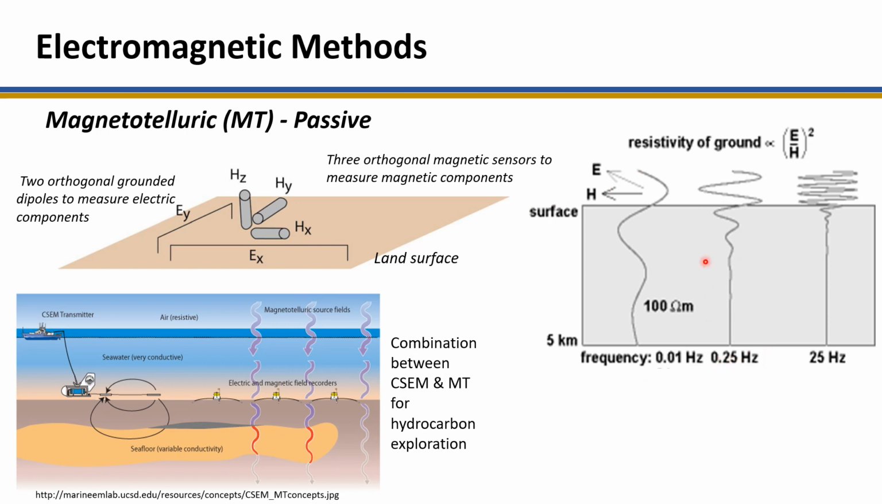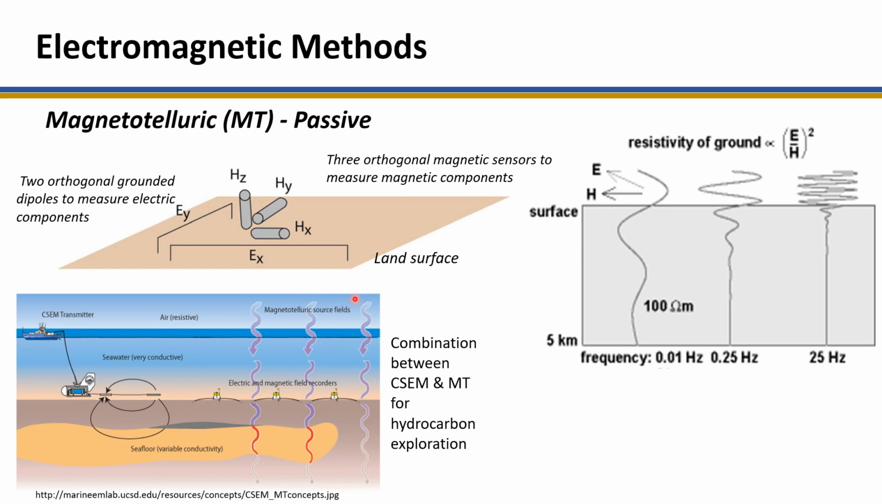By measuring the change in magnetic H and electrical E fields over a range of frequencies, an apparent resistivity curve can be produced, like this one. The lower the frequency, the greater is the depth of penetration, like what we have learned before in seismic method.